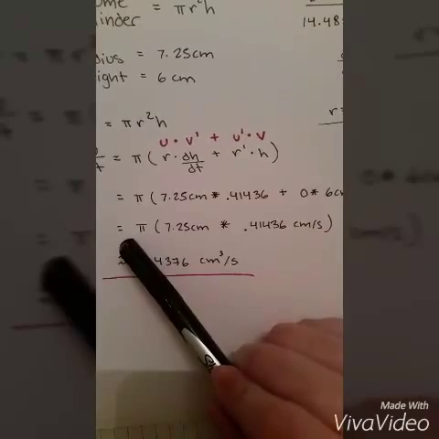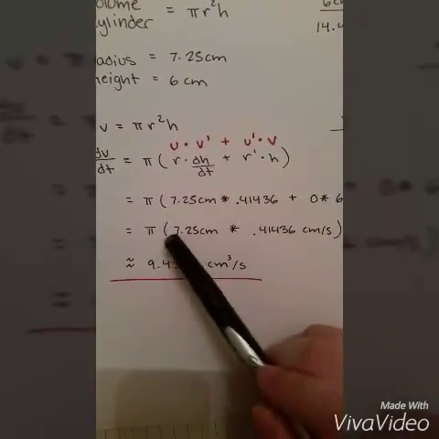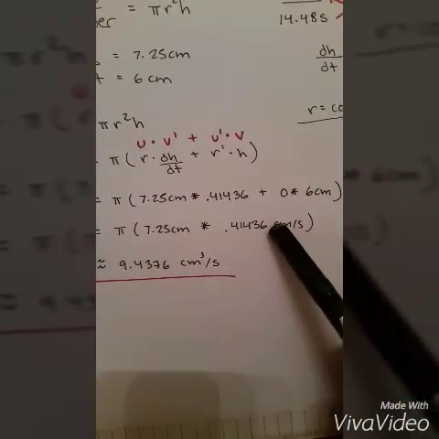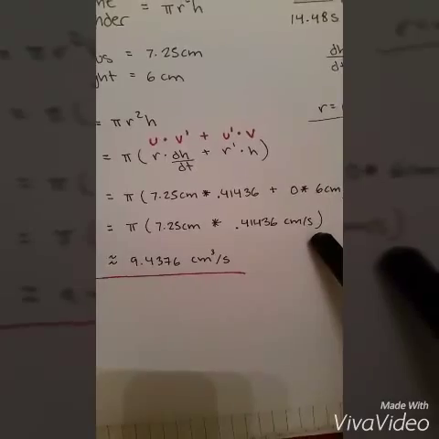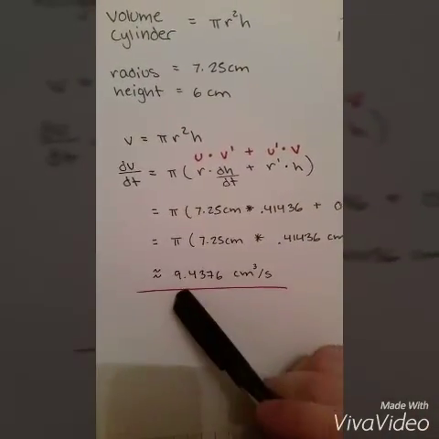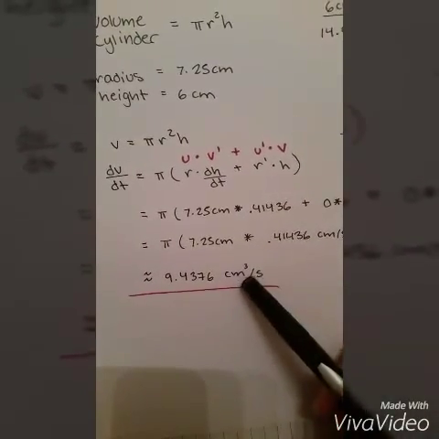So it would leave us with dV/dt is equal to pi times 7.25 centimeters times 0.41436 centimeters per second. So simplifying everything, our dV/dt is about 9.4376 centimeters cubed per second.